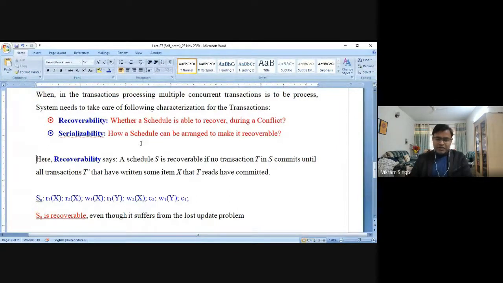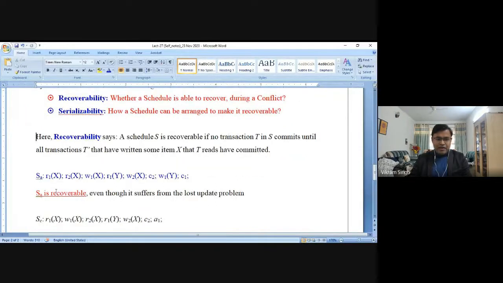Now you can see a schedule SA, which has read X by transaction T1, then read by transaction T2 of X, then we have write W1X, then R2Y, then W2X, then C2. C2 is the commit operation of T2. Then we have W1Y. Out of these, we have two transactions T1 and T2. First we have the reads from both transactions. Then we have W2, which modifies X.